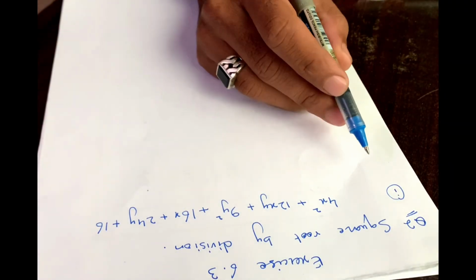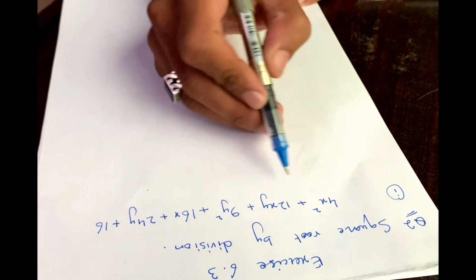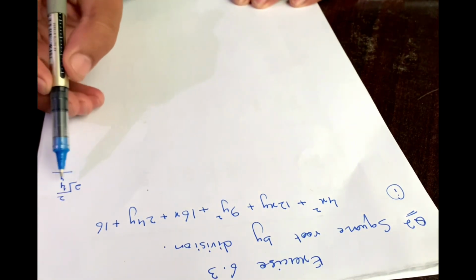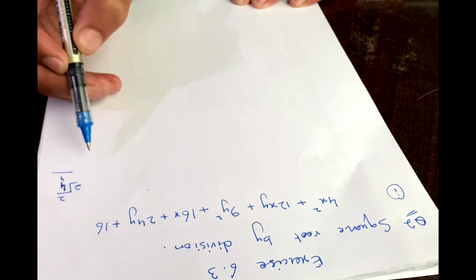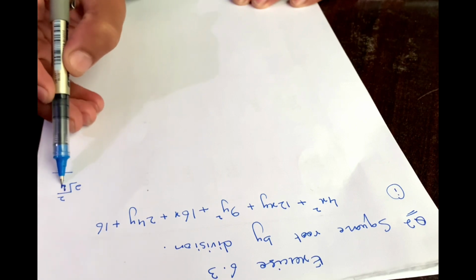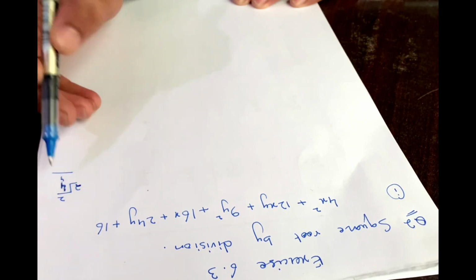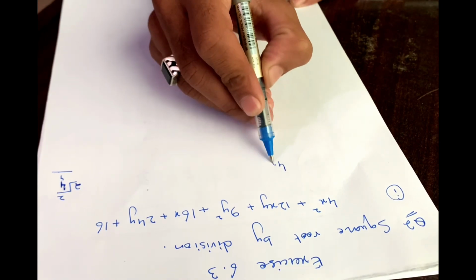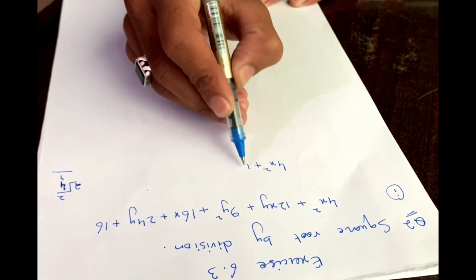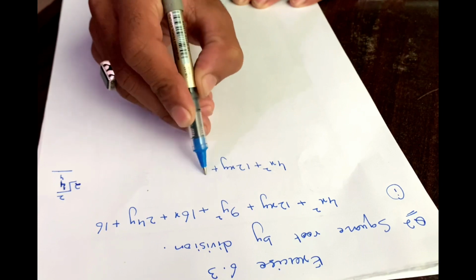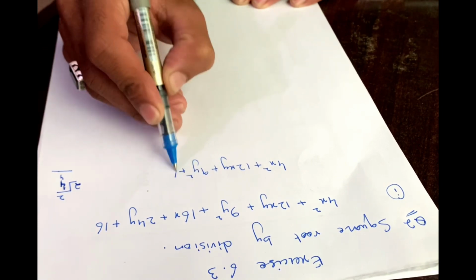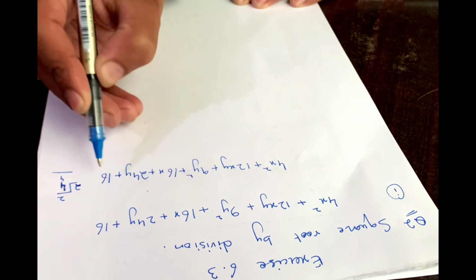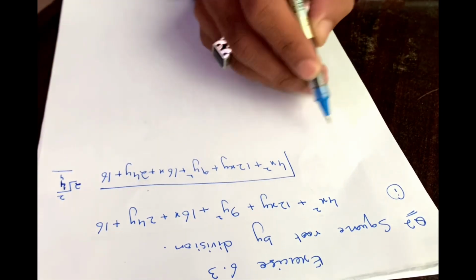Exercise 6.3, question number 2. Here we need to find the square root by the division method. Just like in other divisions, where if we need to find the square root of 4, you put 4 inside, you put 2 here and 2 here, and you get 2 2s of 4. Similarly here, we put 4x square plus 12xy plus 9y square plus 16x plus 24y plus 16 inside and outside.